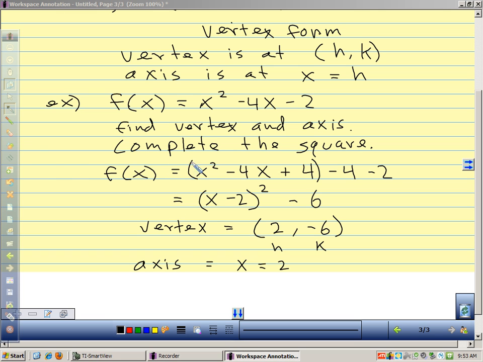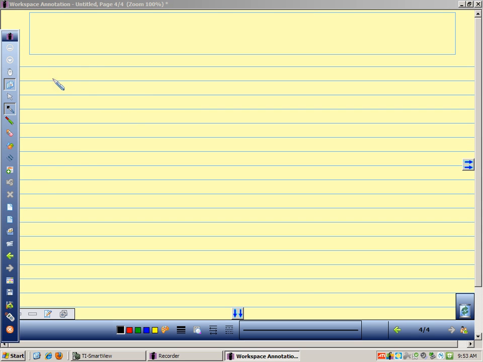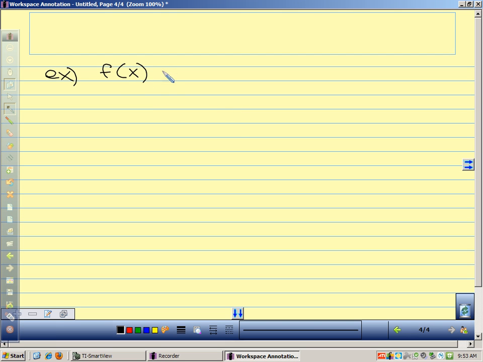Let's look at another example where we have a number out here in front, because we have to be a little more careful with that. So another example is f of x is, say we have minus 2x squared minus 4x plus 1. And we want to find the vertex and the axis.